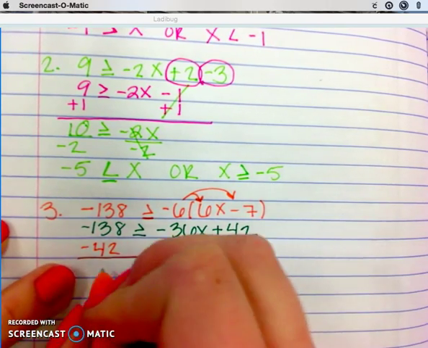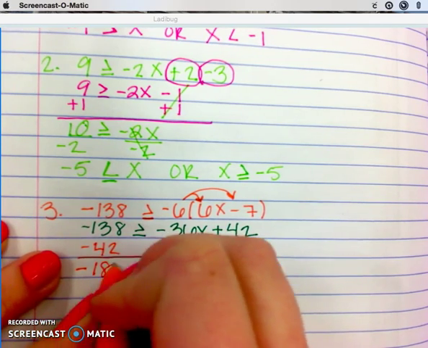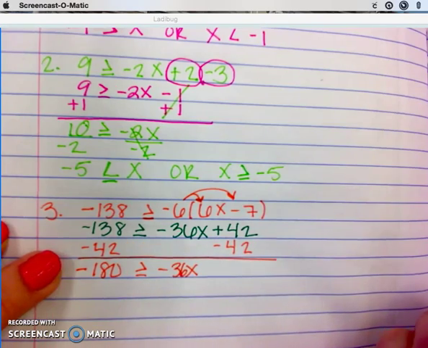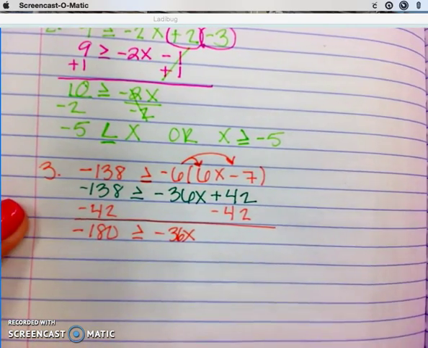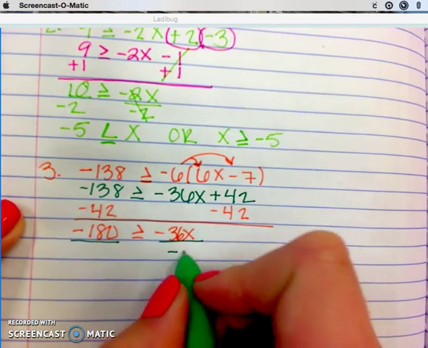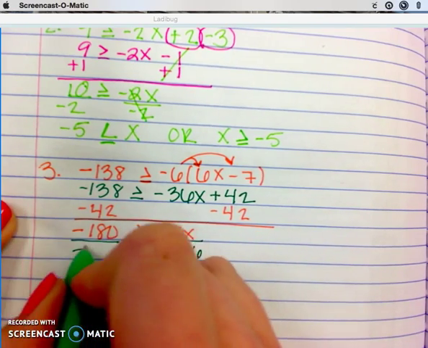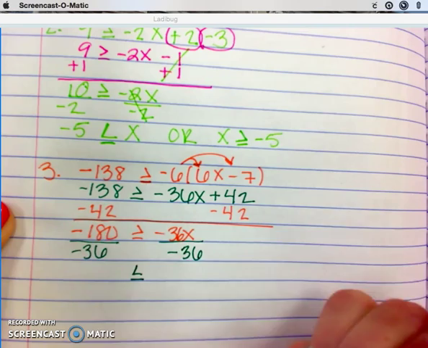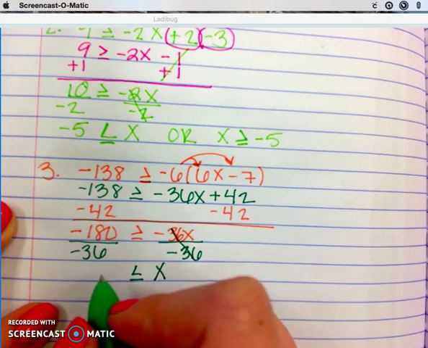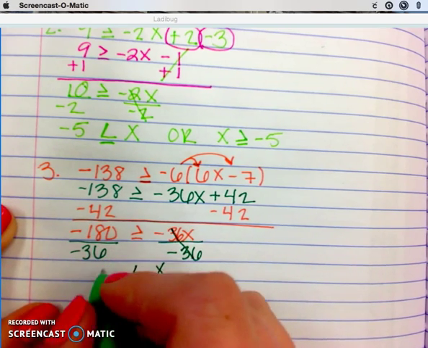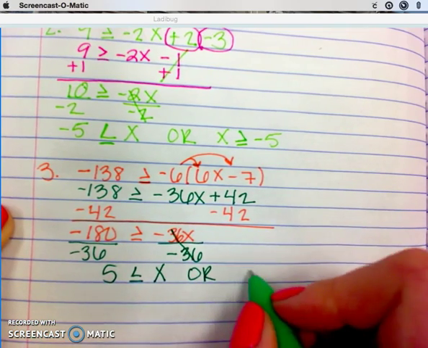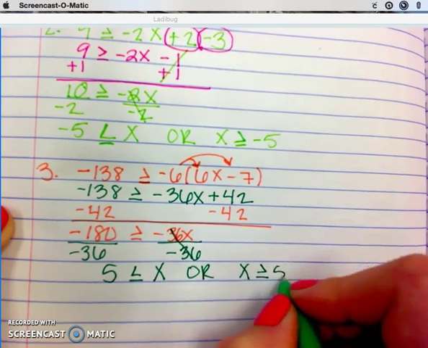And I'm left with negative 180 is greater than or equal to negative 36x. And your last step will always be here to get that last thing away. And in this case, we're dividing by negative 36. Since I said it, I'm going to flip it, dividing by a negative or multiplying by a negative. And negative 36 goes into negative 180 5 whole times. So rewrite it with x on the left. x is greater than or equal to 5.